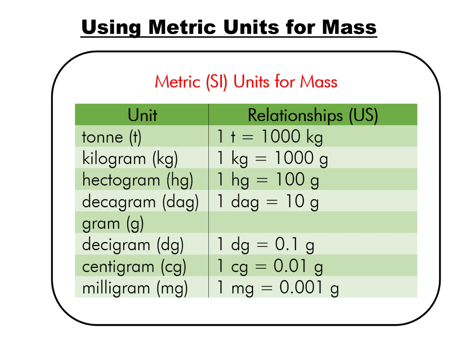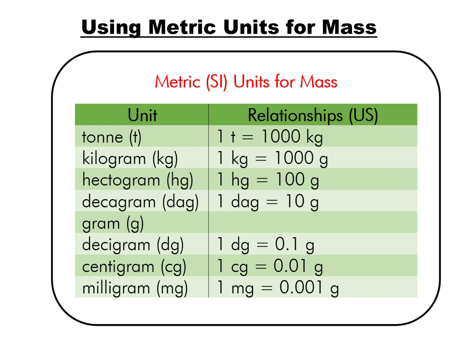So, these are all based on the gram. A decagram, which we don't usually talk about, is 10 grams. A hectogram, which we also don't usually talk about, is 100 grams. A kilogram, which we do talk about lots, is 1,000 grams. A ton is 1,000 kilograms. So that means it'd actually be like 1,000,000 grams.